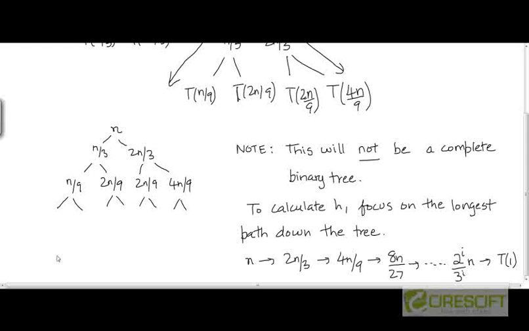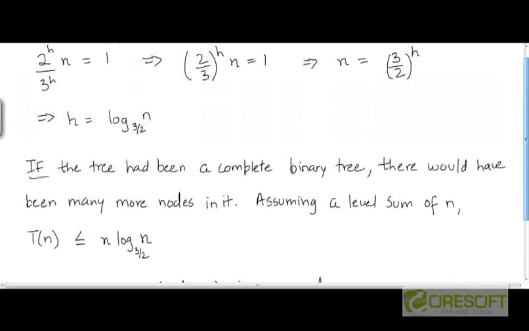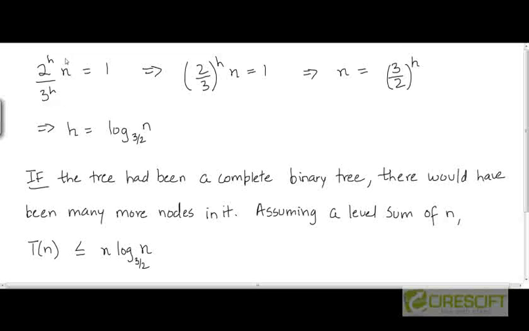And at level h, the size of the subproblem for the rightmost node would have been 2 to the power h divided by 3 to the power h multiplied by n. And we know that when the recursion bottoms out, this size must be 1. So we can calculate h in terms of n. We get 2 by 3 to the power h times n equal to 1. So we get n is 3 by 2 to the power h, or one can say 1.5 to the power h. So h is log of n to the base 1.5 or to the base 3 by 2.